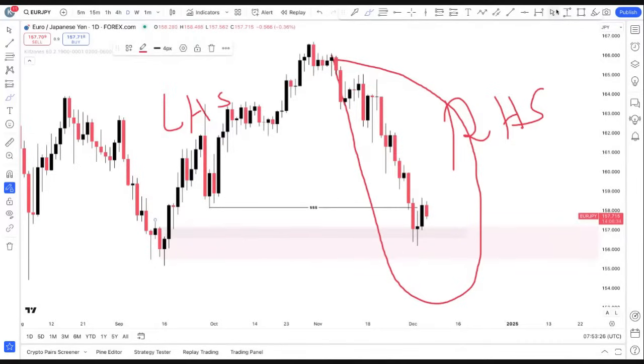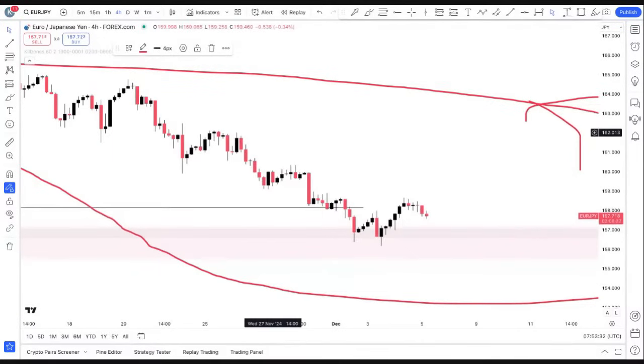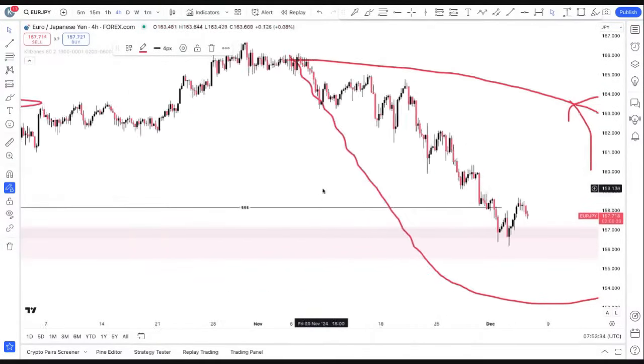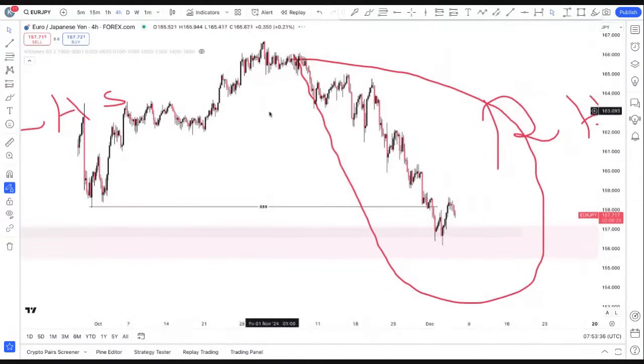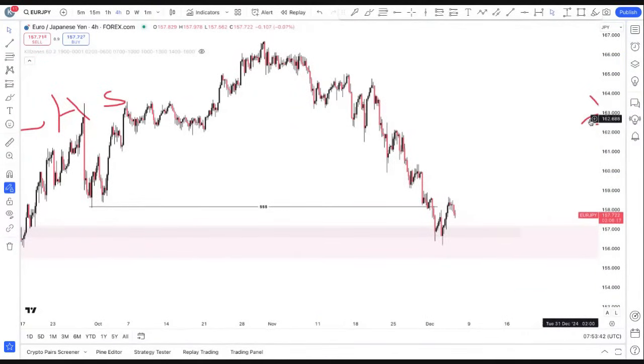Now, if you look at this very closely, you will realize that if you drop down to the lower time frame, you will have a context. Now, when I dropped down to the lower time frame, that's the 4-hour time frame. If you're looking at the daily, the next time frame you should check at least is the 4-hour time frame.